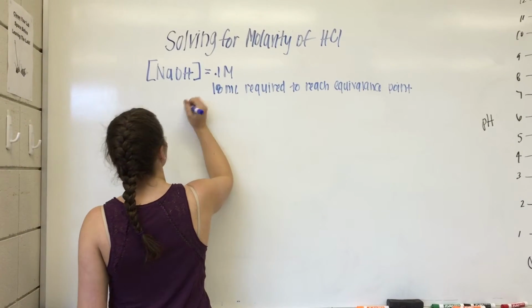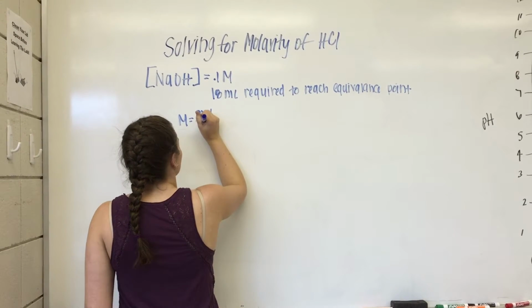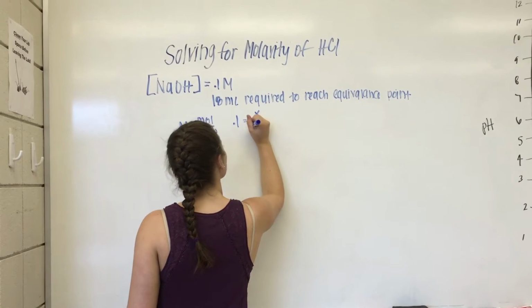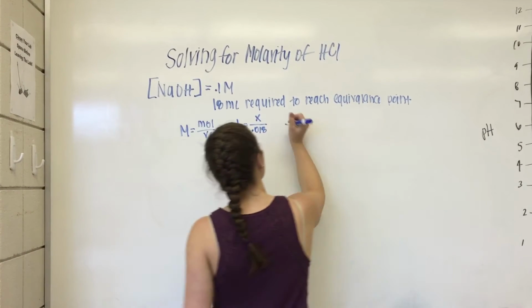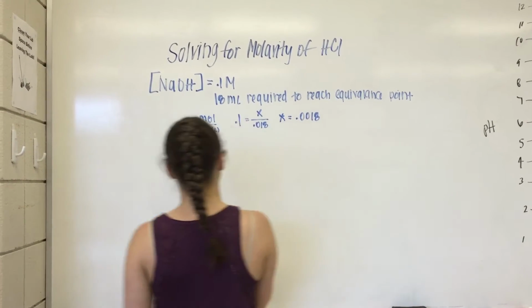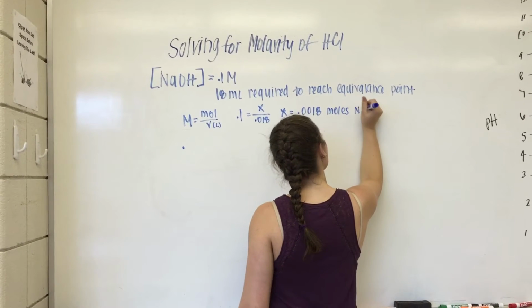Molarity is defined as moles per liter. The initial molarity was 0.1, X is the moles, and it required 0.018 liters to reach the equivalence point, making the mole amount 0.0018 moles of NaOH.